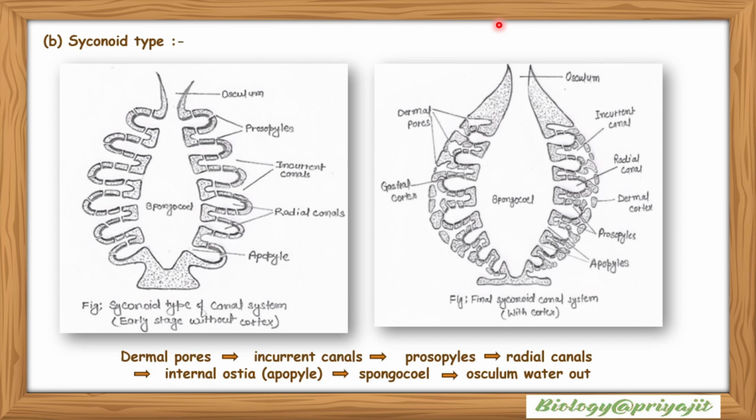The Syconoid system is found in calcareous sponges like Sycon and Grantia. This is the Syconoid type of canal system. This is the early stage without cortex, and this is the final Syconoid type canal system with cortex. Here, through the dermal pore water comes in and moves into the incurrent canal, then into the prosopile, then into the radial canal, then into the internal ostia or apopyle, then the spongocoel, and then through the osculum water moves out.